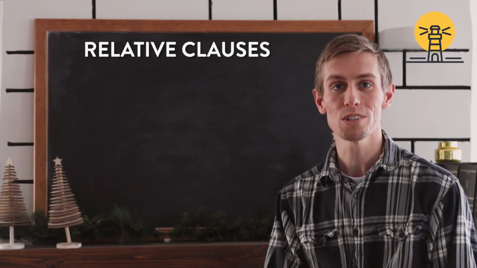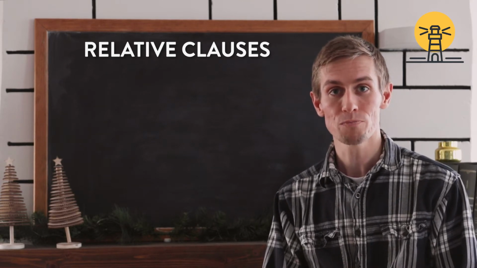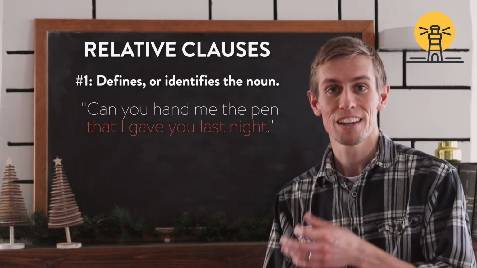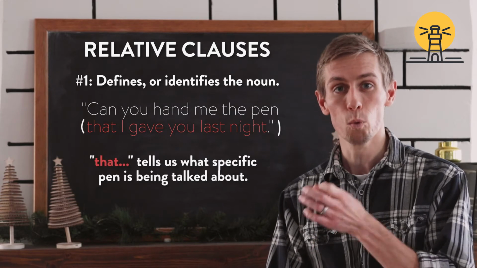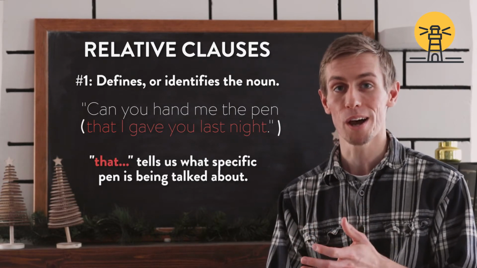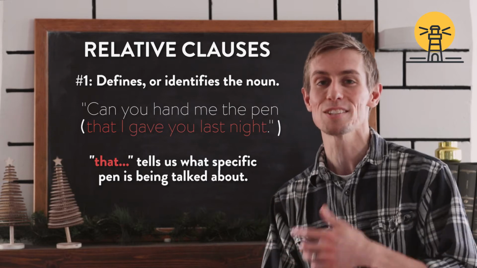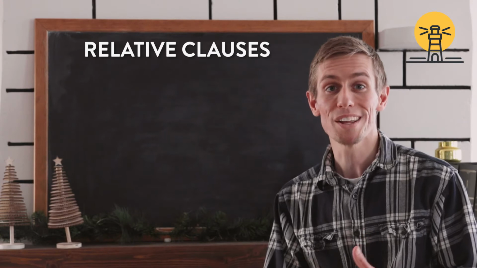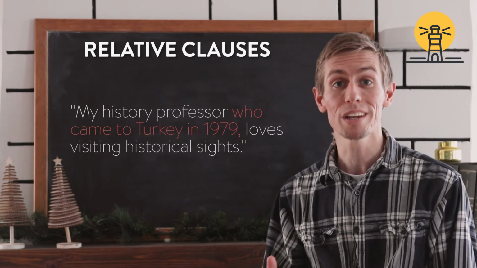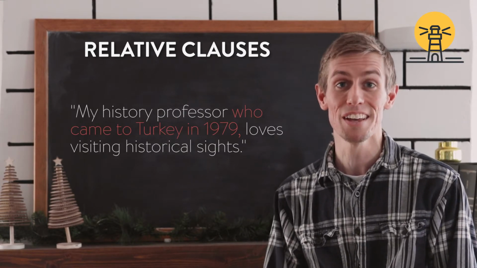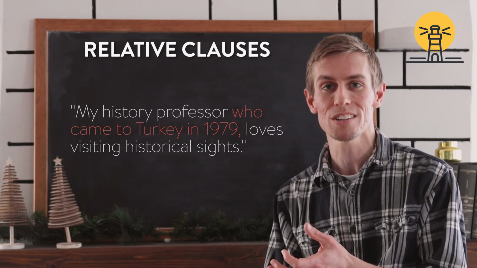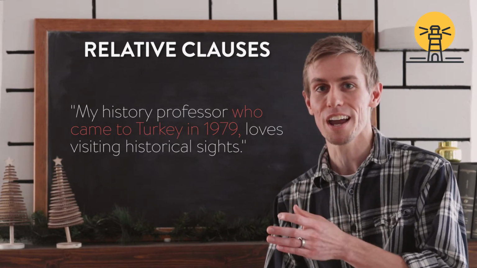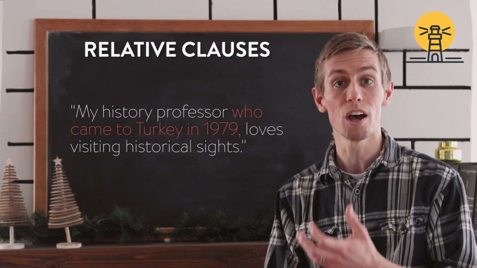So one of the examples we talked about before was, "Can you hand me the pen that I gave you last night?" Now, you need to understand which pen I'm talking about. I'm talking about the pen that I gave you last night. It's a specific pen, and so that information is needed in the sentence. But if I say, "My history professor who came to Turkey in 1979 loves visiting historical sites," the relative clause, who came to Turkey in 1979, is not needed in the sentence to understand the meaning.